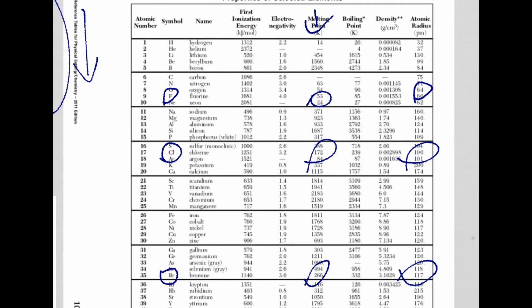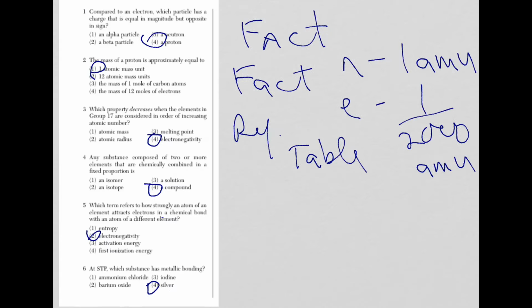The question asked about decreasing. So the answer must be electronegativity, but let's double check. Fluorine is 4, chlorine is 3.2, and bromine is 3.0. There's my answer. So if I go back, that's why the answer is choice 4.